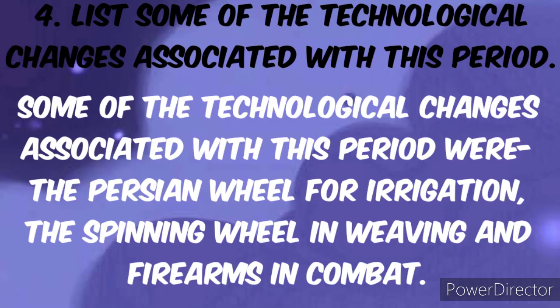Question number 4. List some of the technological changes associated with this period. Answer. Some of the technological changes associated with this period were the Persian wheel for irrigation, the spinning wheel in weaving, and firearms in combat.